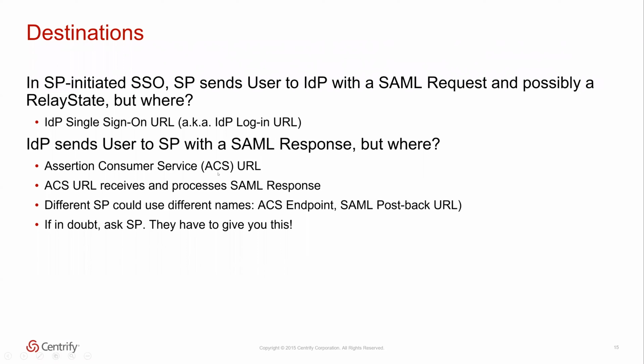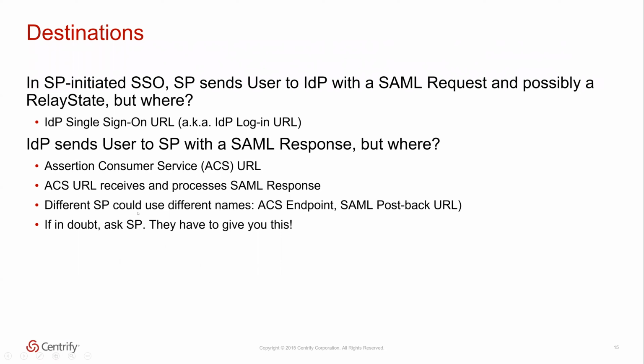IDP needs to send a SAML response to SP, but where? SP must give IDP a URL called assertion consumer service URL. In short, it is ACS. You'll hear this a lot. If we work together, I will say that a lot, ACS URL. And the function of the ACS URL is to receive the SAML response, validate it and process it.